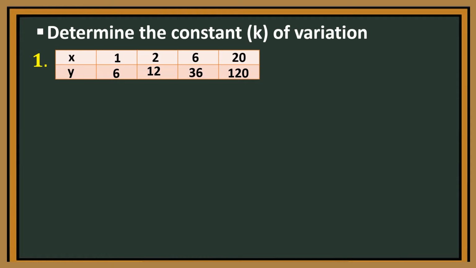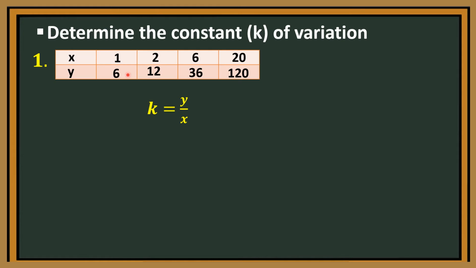How do we determine the constant k of variation if the given is a table? Values of x: 1, 2, 6, and 20. Values of y: 6, 12, 36, and 120. Always remember, in direct variation, the constant is equal to y over x, or k is equal to y over x. By substitution, we can get the value of the constant.